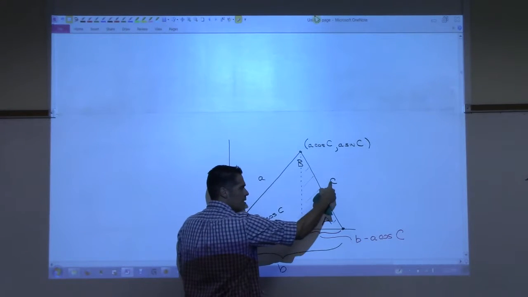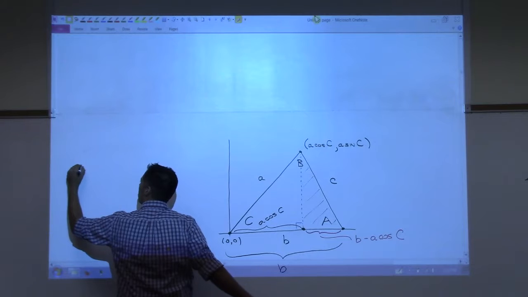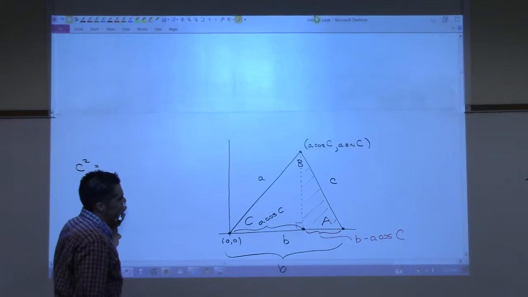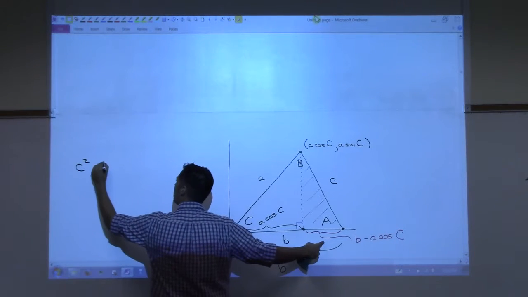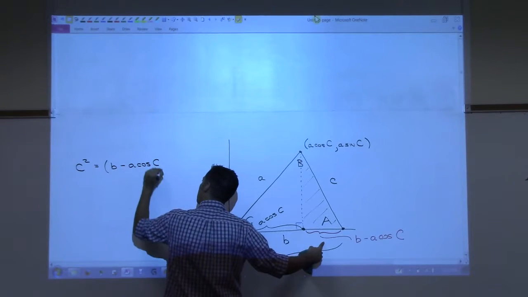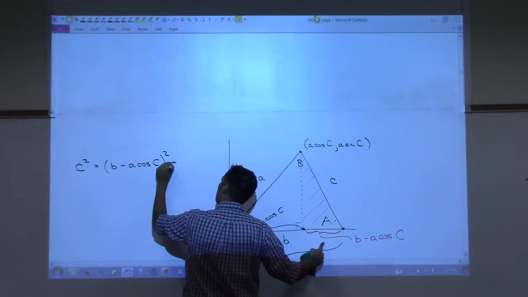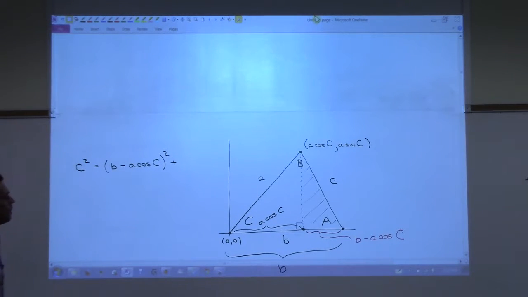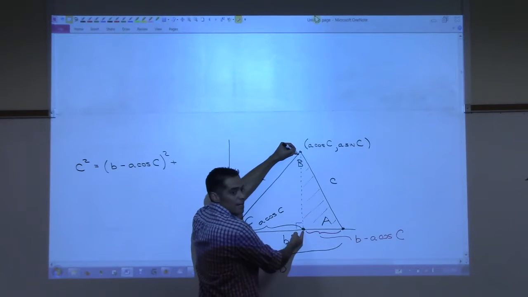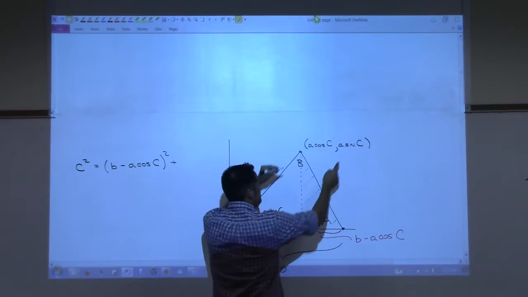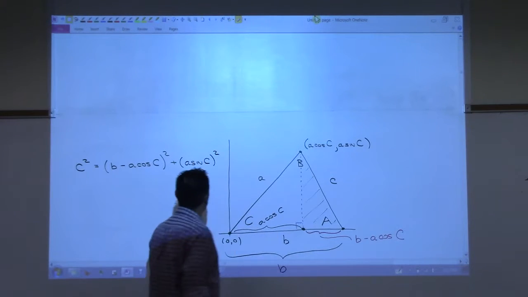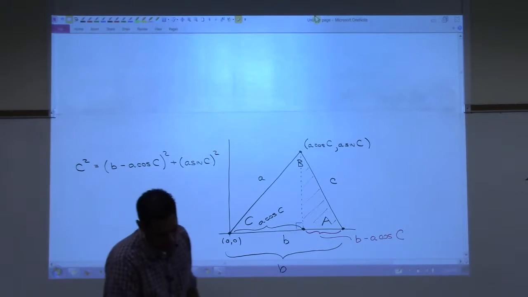I'm going to start with this. This squared, c squared, should be equal to what? This squared, so b minus a cosine c, squared, plus a sine c. This one right here, that's this height, isn't it? This height right here is a sine c, squared. Do you all agree with that?